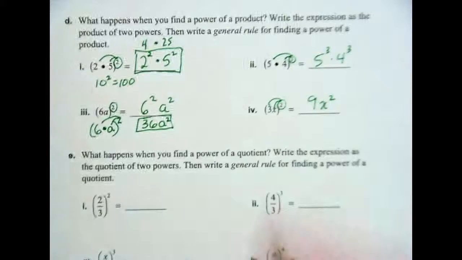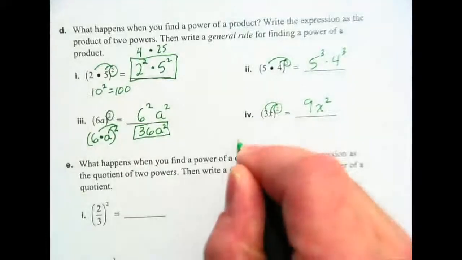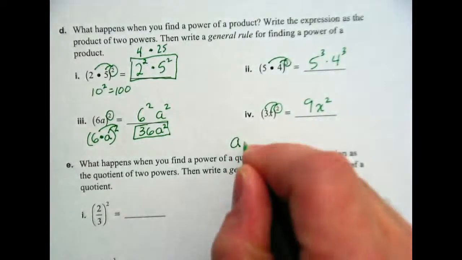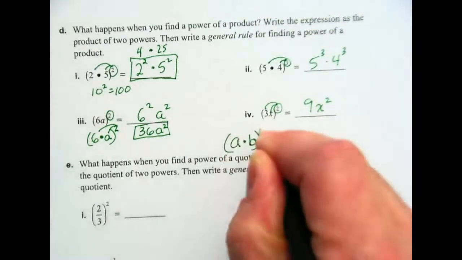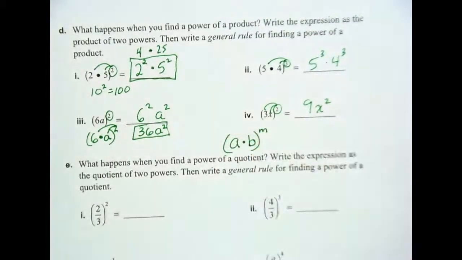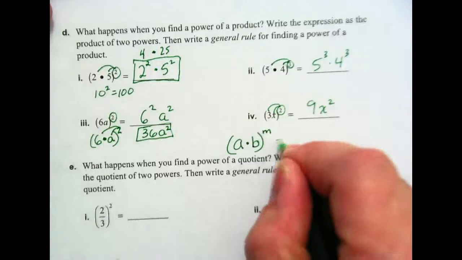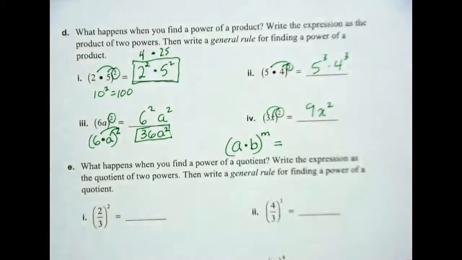All right. So let's write the general rule. If I have a times b to the m power, write out the general rule. A times b to the power of m.